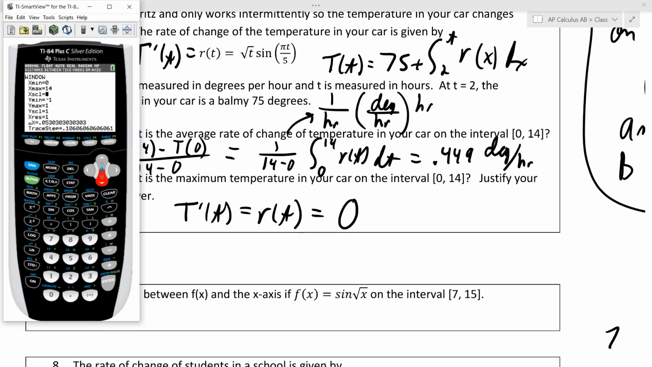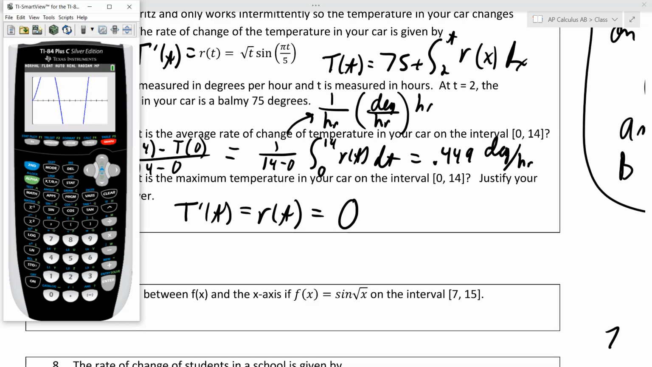So 0 to 14, we're going to graph R of t. This is just a sine curve too, similar to the last question. So you're going to see it go up and come back down. But it's not going to do it until 5 because it put that pi over 5 in the sine there. It's going to come back up at 10. And it should go back down again at 15. But that's not happening because we don't get to 15.